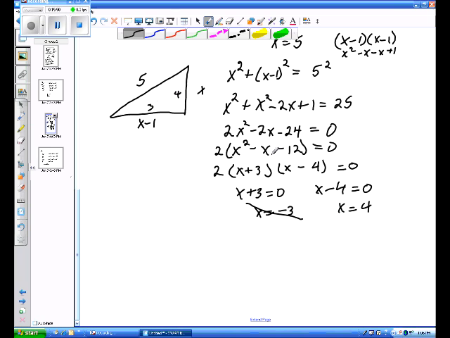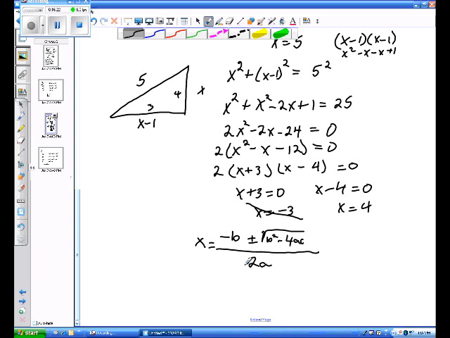Now, if you're not comfortable with factoring your quadratic, then remember you can always use the quadratic formula, which says x is equal to the opposite of b plus or minus the square root of b squared minus 4ac all over 2a. And so you could solve your quadratic using that. Most of the quadratics we'll be solving in trig will be factorable and easily factorable.